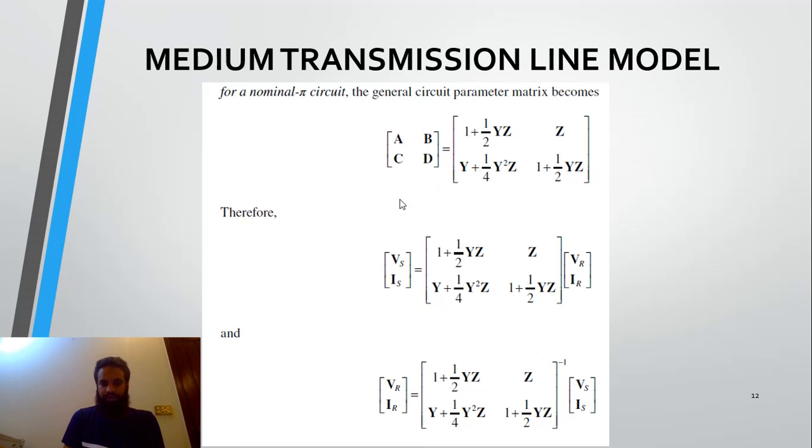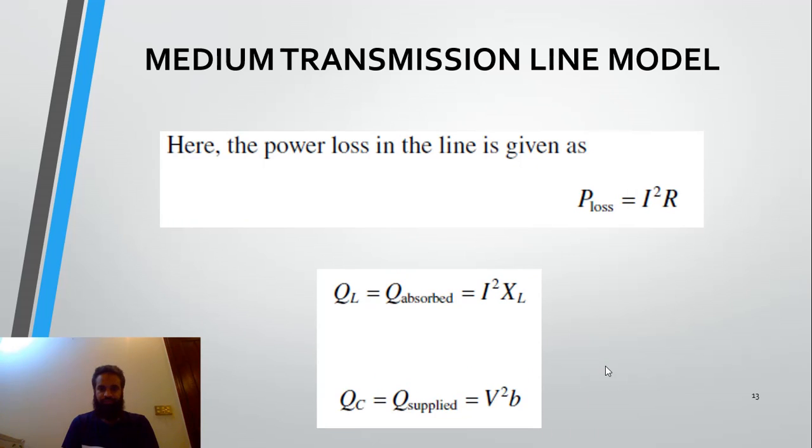So for the pi model, we have seen that the ABCD matrix is this one. If we put the value of ABCD in this equation, it is VS, IS equals ABCD times VR, IR. Similarly, if we want to calculate VR, IR, then we will take the inverse of this matrix times VS, IS.